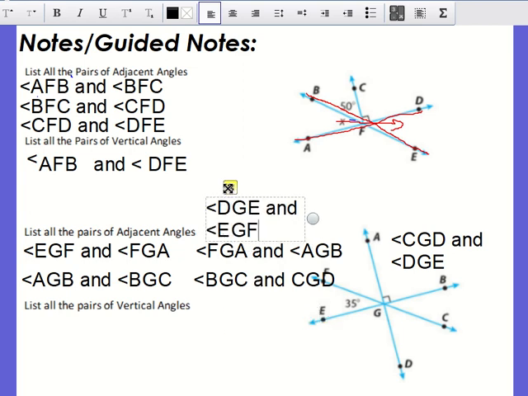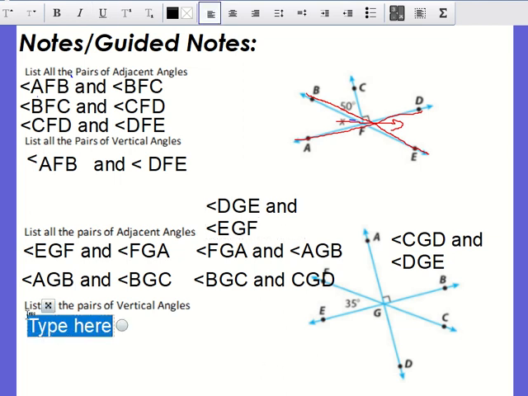Okay, so this should be all of them. I'm gonna put this up here. Check that you have the same ones. So for our vertical angles, again, pretty good place to pause if you haven't. So pause, see if you can find these vertical angles. So for our first one, it's gonna be EGF and BGC. Those will be vertical.